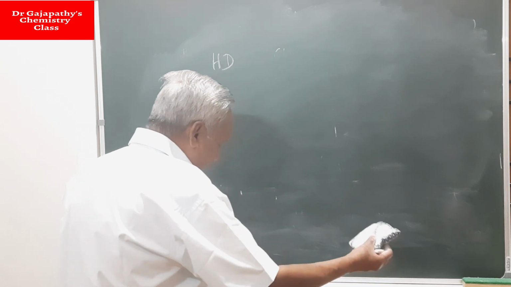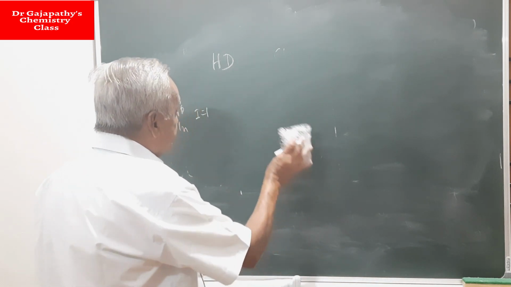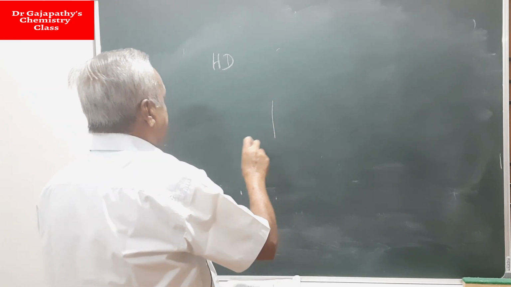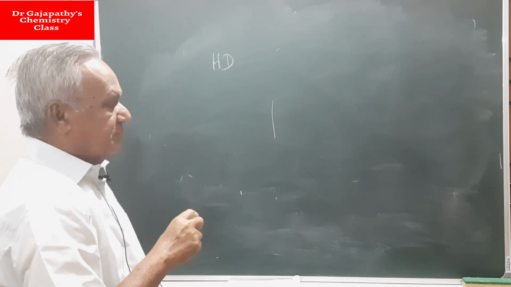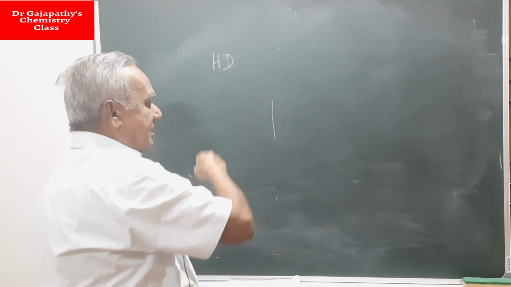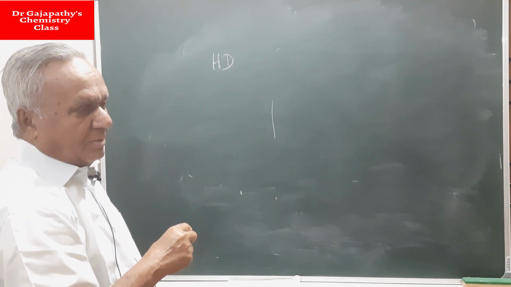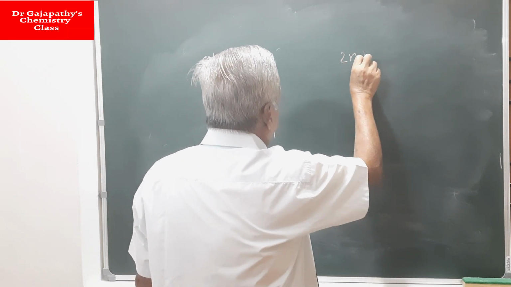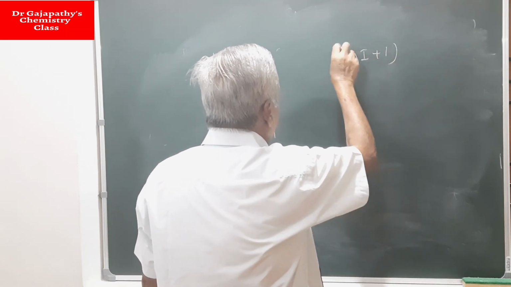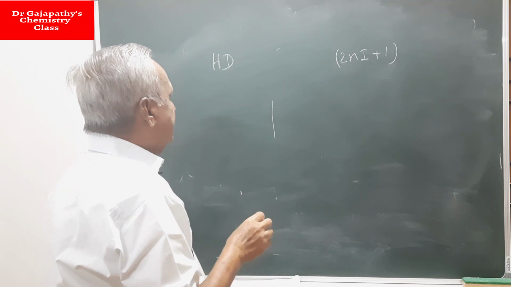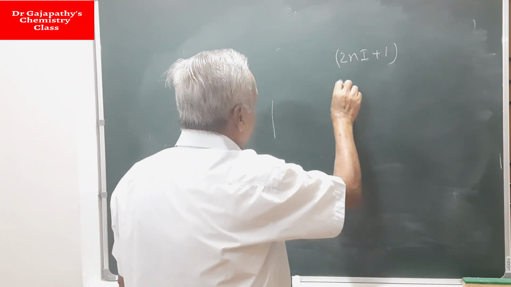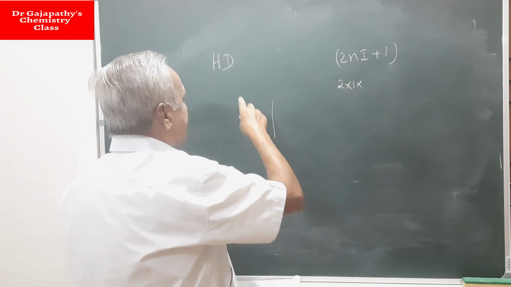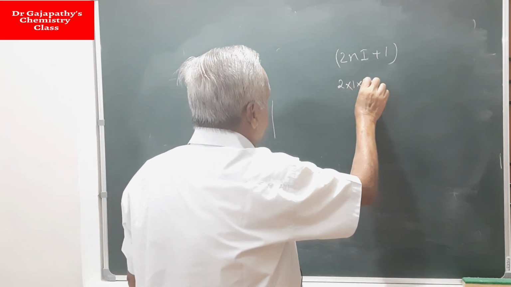For proton NMR, for the hydrogen I get only one line. It will be split by the deuterium. What will be the splitting? I told you the formula. 2nI plus 1 is the splitting pattern. 2 into only one deuterium is there, and the spin of deuterium is 1, plus 1.